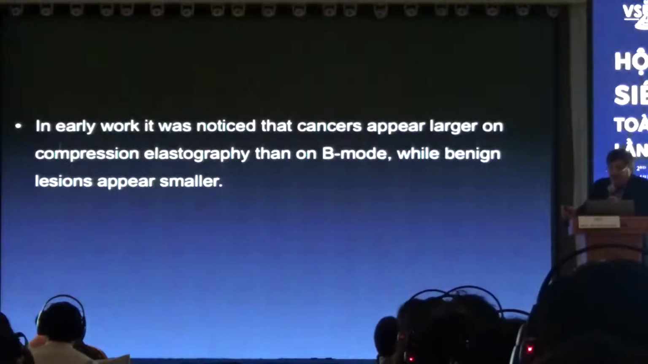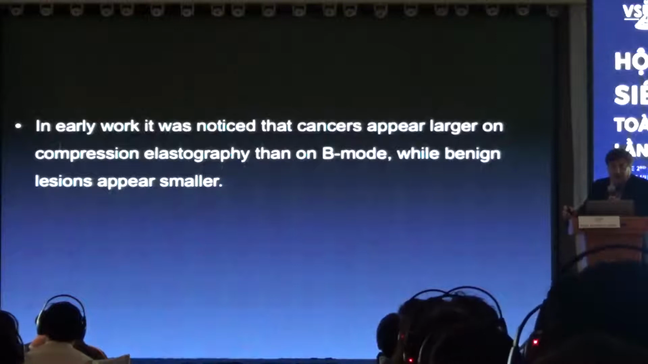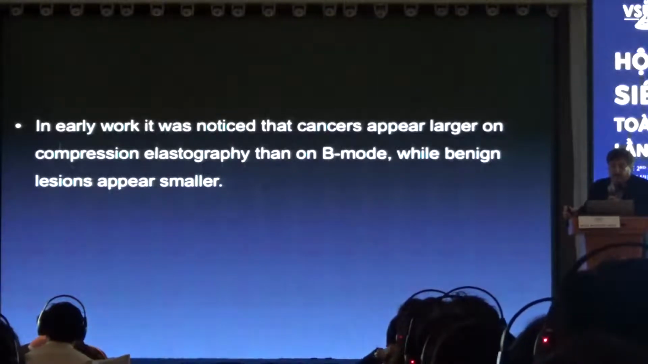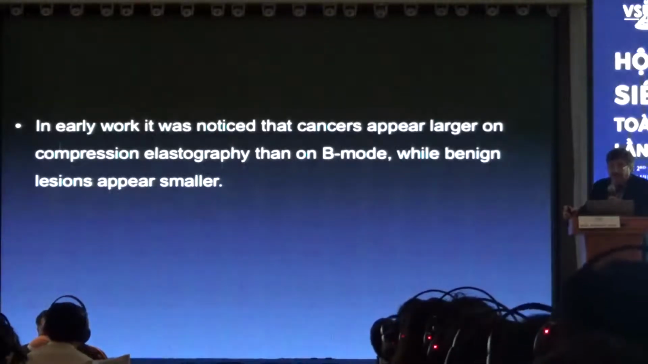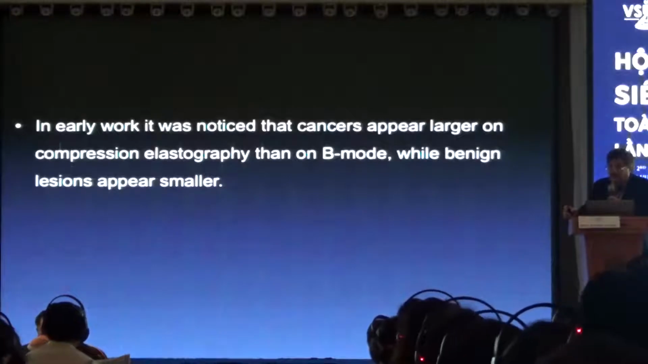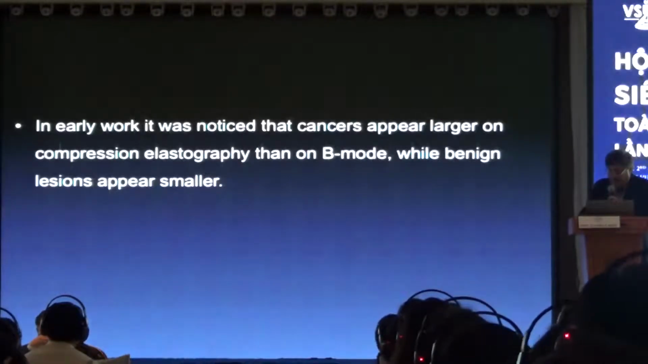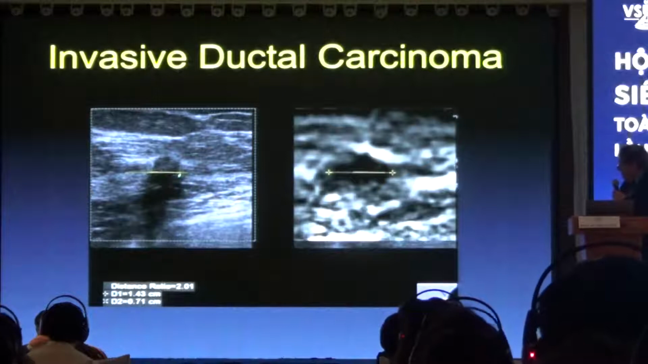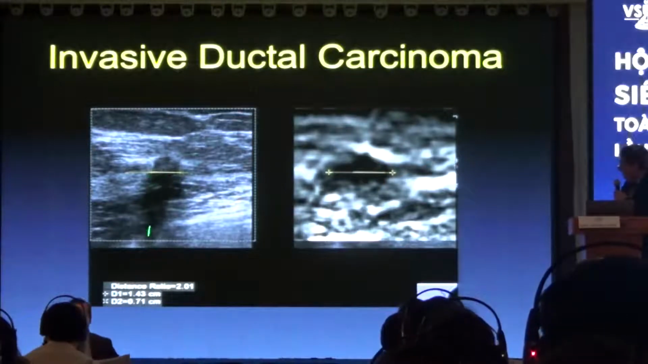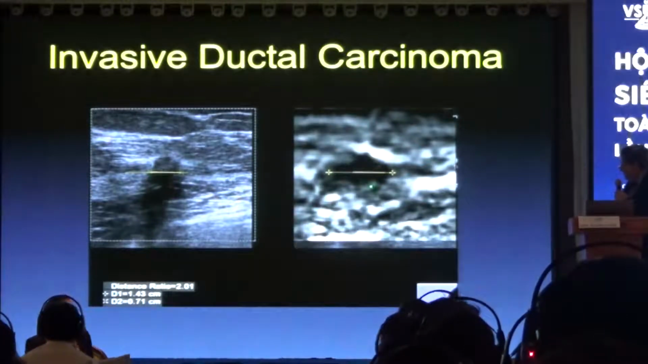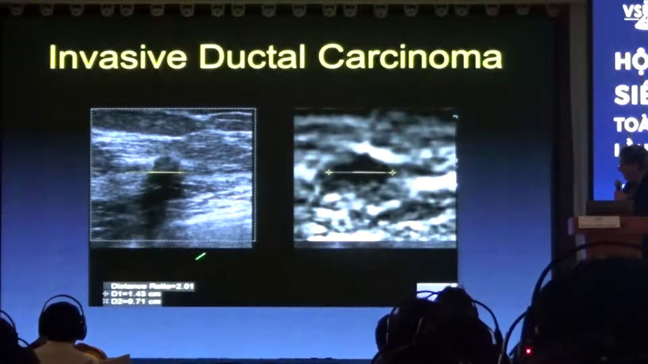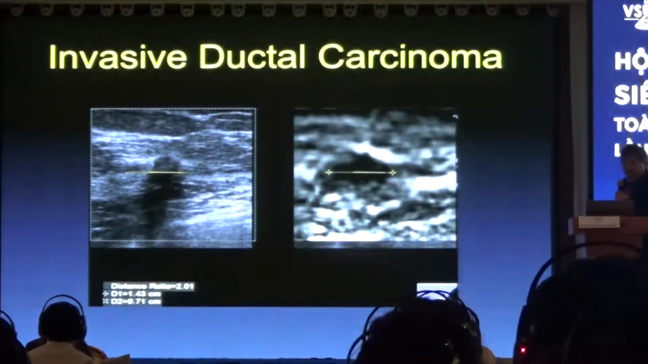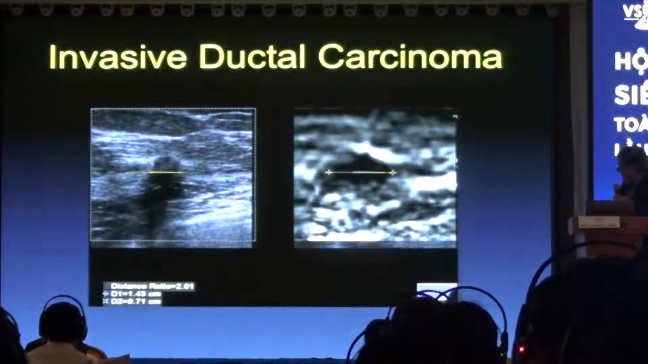One of the things that was noticed in the early work with breast was that breast cancers appear larger on strain elastography than on B-mode imaging, and benign lesions appear smaller. So in this example, here you can see this lesion, which measured 7 millimeters, but it measures 14 millimeters on elastography. And this is very predictive of being a cancer.